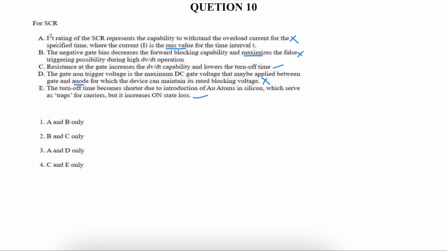The introduction of gold increases the on-state losses because of more carrier recombination during conduction, leading to high power dissipation and reduced efficiency in on-state. The introduction of gold in SCR has advantage as well as disadvantage. Advantage is high frequency operation, and disadvantage is it leads to power dissipation, thereby reducing the efficiency in on-state. So statements C and E are correct. So option 4. Next question.